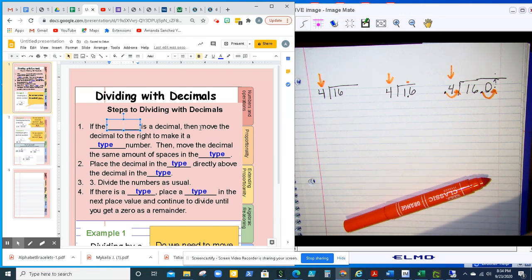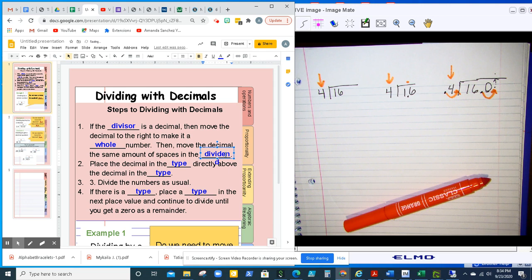So in your notes, if the divisor is a decimal, then move the decimal to the right to make it a whole number. Then move the decimal the same amount of spaces in the number on the inside, which is called the dividend.